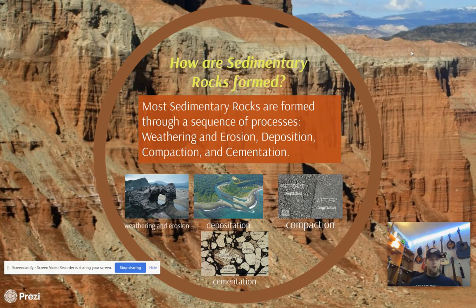So most sedimentary rocks are formed through a sequence of processes. We have to go through, and you remember this from the rock cycle, we have to take a rock, we have to go through weathering and erosion. So the weathering is like whether it could be a chemical breakdown, it could be a mechanical breakdown, and then the erosion of it is the taking it away.